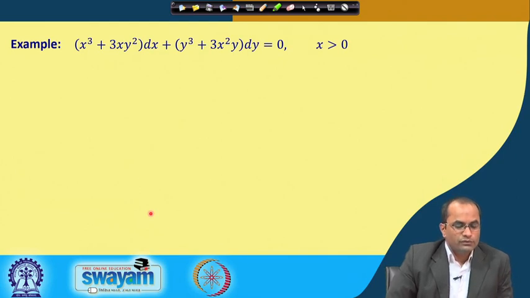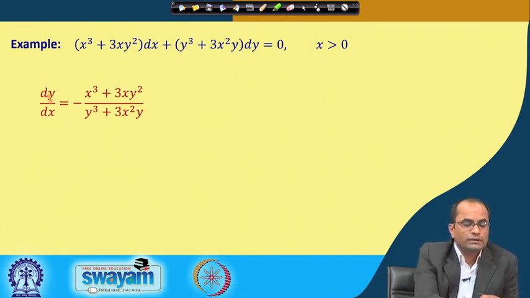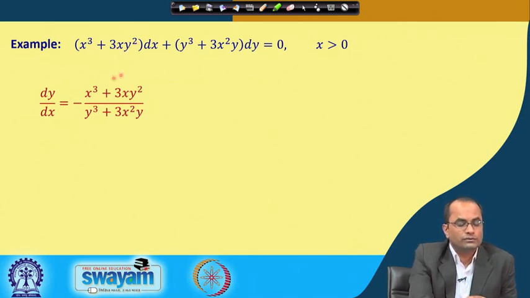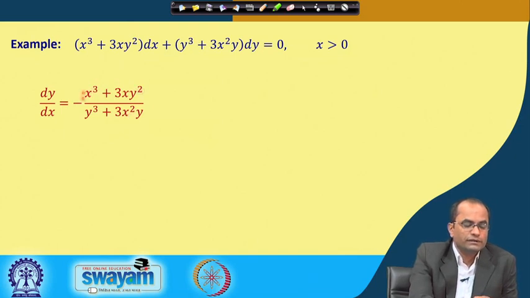So, we go through an example of a homogeneous differential equation. If we rewrite this equation in the dy over dx form by dividing, dy over dx will be minus, because this term goes to the right hand side, x cube plus 3 x y square, that is the numerator term, divided by y cube plus 3 x square y. Here we can realize that we can put this into the y over x form, because the degree here is 3, here also it adds to 3, 2 plus 1, here 3 and here 3.